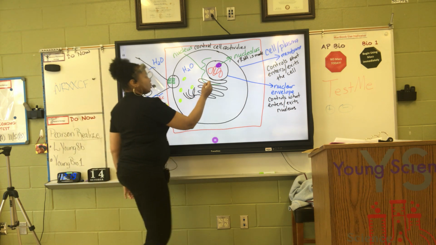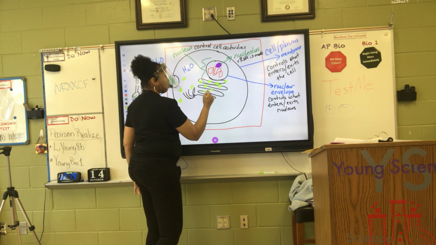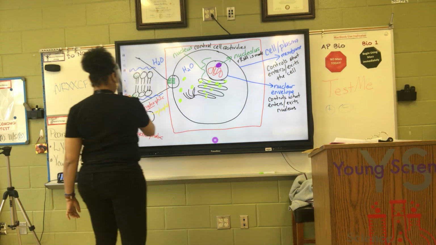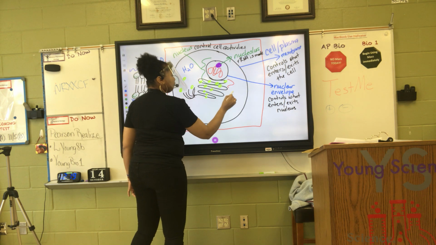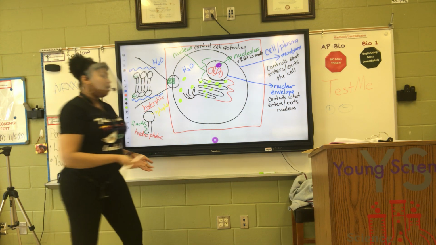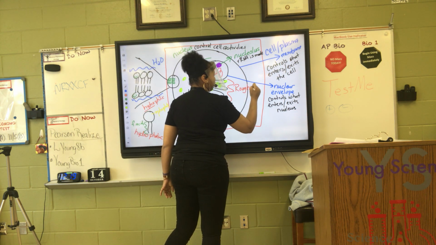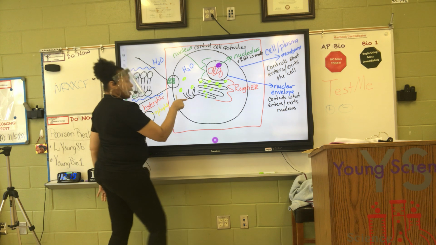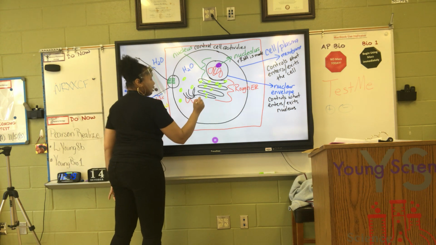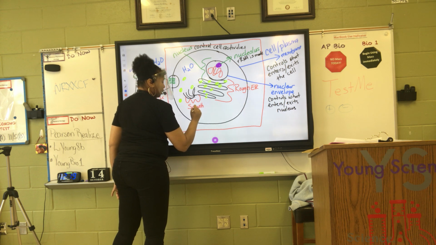If ribosomes are attached to this membrane, we call it rough ER. And it's called rough because the ribosomes are like studs on a road, okay? So we call this one rough ER. If it does not have ribosomes attached to it, we call it smooth ER.